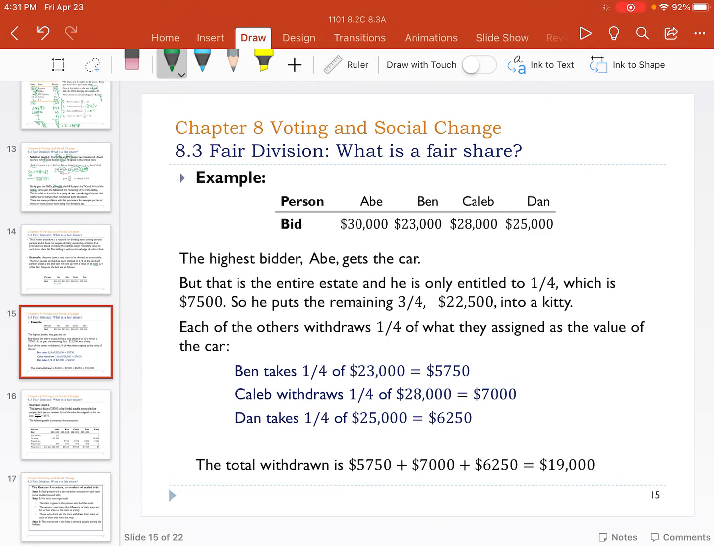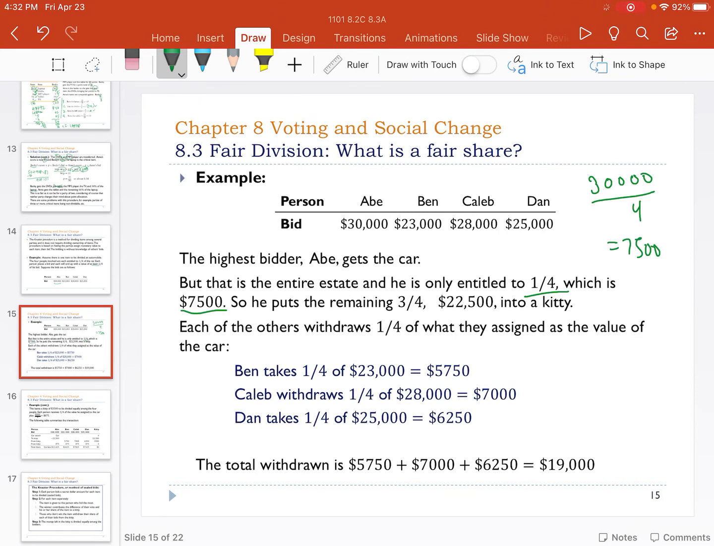Okay, so as we said before, those are the bids. Highest bidder gets the car. But that's the entire estate. Not so complicated, but he's only entitled to 1/4. That's $7,500, what he bid, by the way. So the leader sets the standard for what it's worth. $7,500 is 30,000 divided by 4. Okay, so we have $7,500.